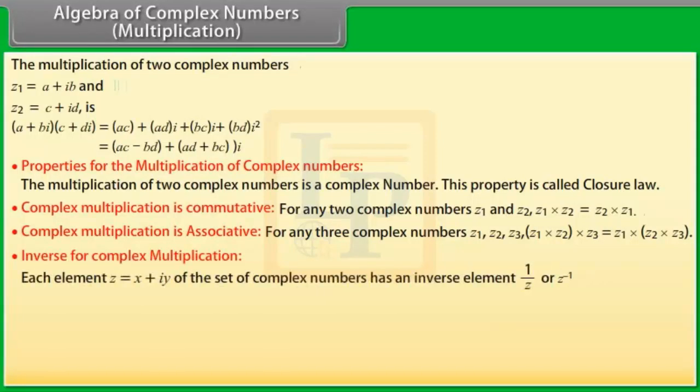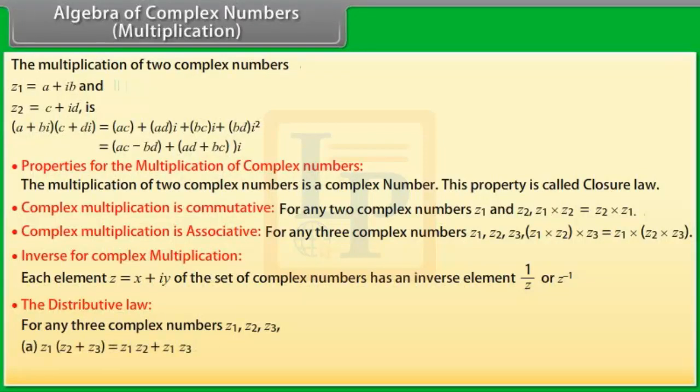Inverse for complex multiplication. Each element z is equal to x plus iota y of the set of complex numbers has an inverse element, 1 by z or inverse of z. The distributive law. For any three complex numbers z1, z2, z3, z1 into z2 plus z3 is equal to z1 into z2 plus z1 into z3. z1 plus z2 into z3 is equal to z1 into z3 plus z2 into z3.